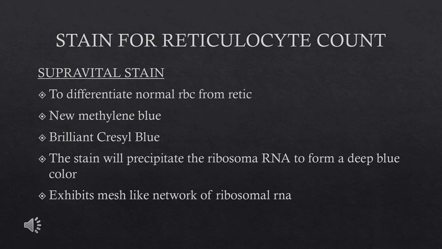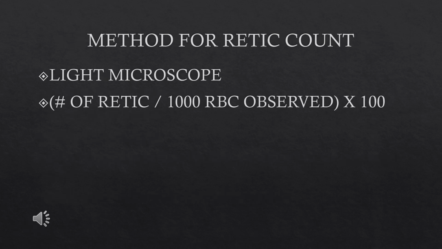We now proceed to the methods for your reticulocyte count. First, we have your light microscope. Under your light microscope, this is your formula: the number of reticulocytes that you have counted over 1,000 RBCs observed, multiplied by 100.